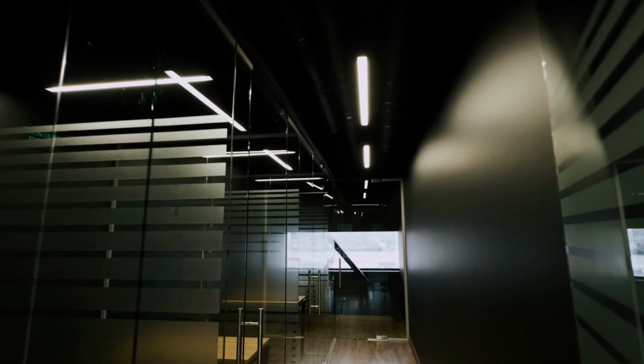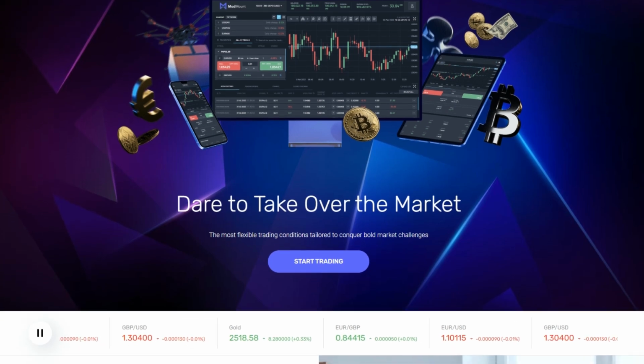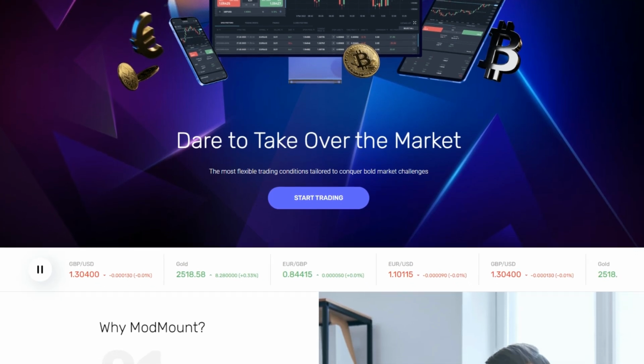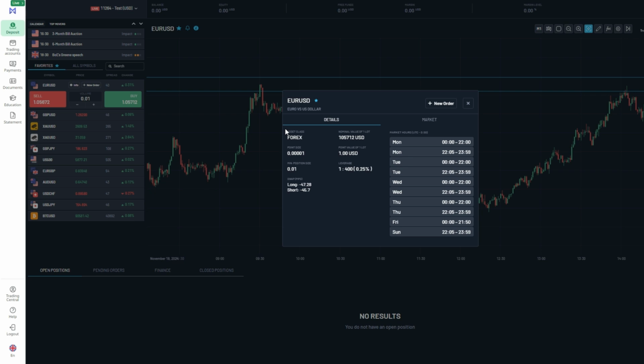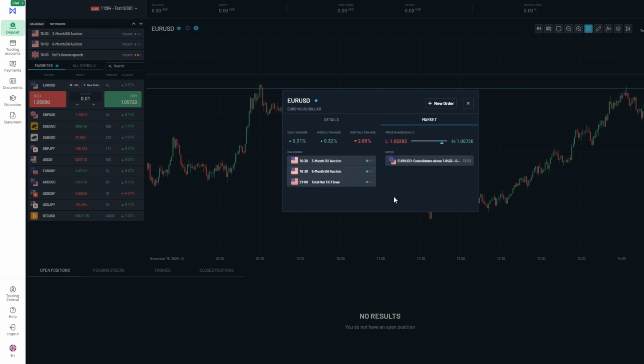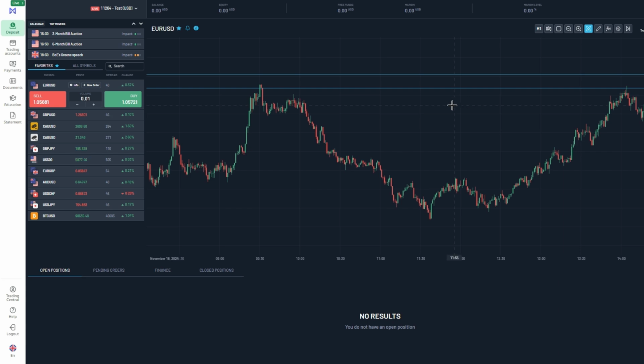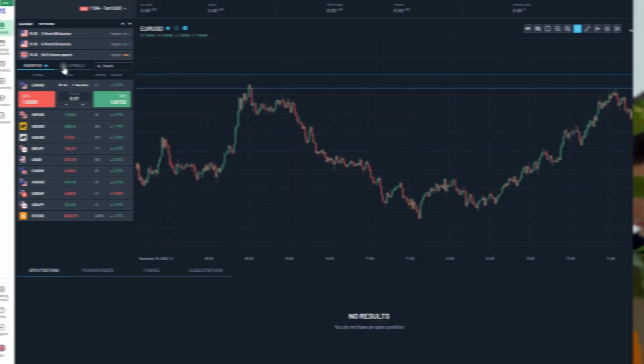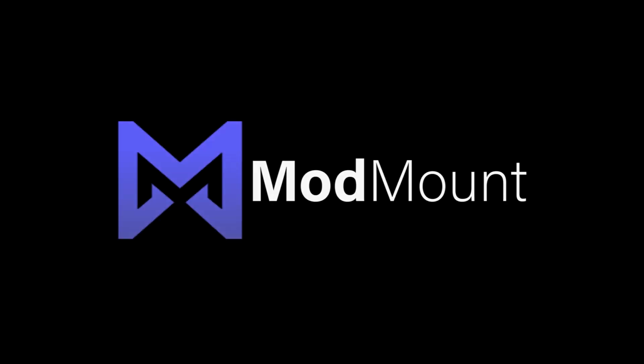Now, let's explore what you can do in the ModMount client area. It's your personal hub for seamless trading management. Here's what you'll find. Manage your trading accounts effortlessly. Make secure deposits and withdrawals with ease. Access detailed market analysis and real-time updates. Track your trading history and monitor performance. Get direct access to our customer support team for assistance anytime. At ModMount, we're here to support you every step of the way.